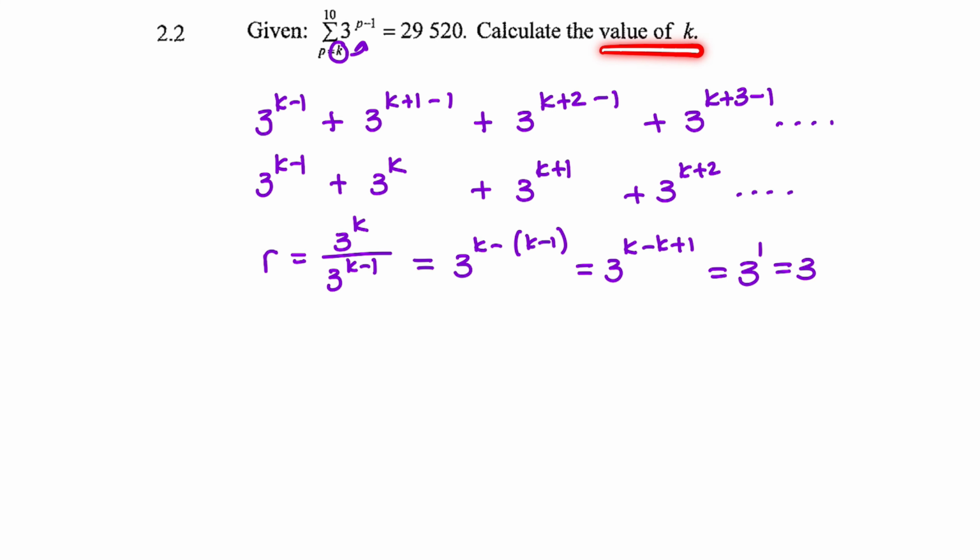Next, because I want to calculate k, and I am given the result of the sigma notation, I know that this result is the result of the sum of the series.